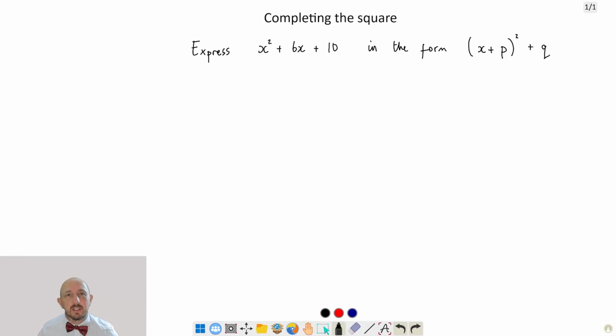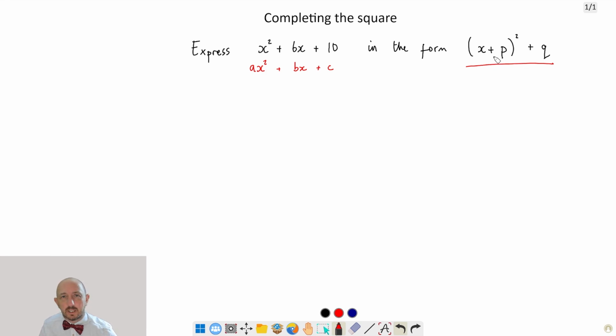In this video, we're going to be looking at completing the square. The first thing we need to know about completing the square is a recap of quadratics, where we have ax squared plus bx plus c. So we're looking at a quadratic, and when we're completing the square, it gives us this strange form here, x plus p squared plus q.